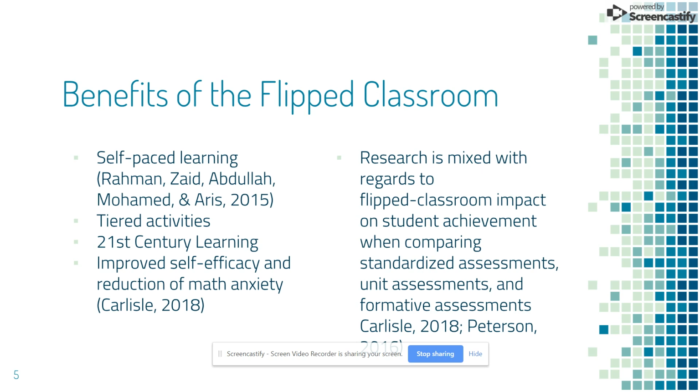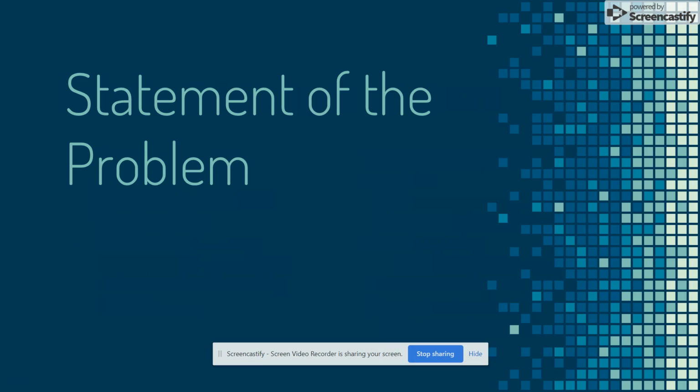One study found that the flipped classroom actually improved self-efficacy and reduced math anxiety in students in a middle school and high school classroom. The research is very mixed regarding flipped classroom impact on student achievement. Some of the studies I read said that standardized assessments were not impacted at all by flipped classroom models. Some said that unit assessments or formative assessments did improve when there was a flipped classroom model, but the research is very mixed.